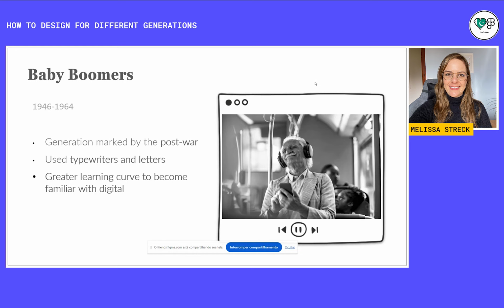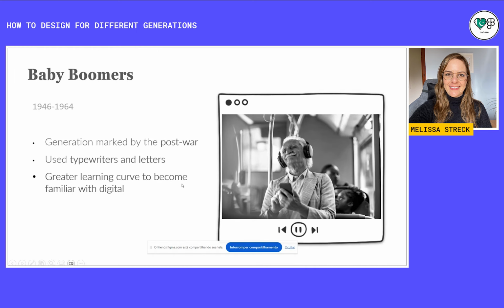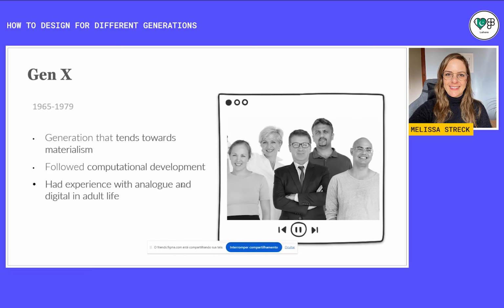They used typewriters and letters. This is a peculiarity of this generation. They went through very different types of media devices. They have a greater learning curve to become familiar with digital. That's because they were very familiar with analog devices, artifacts.